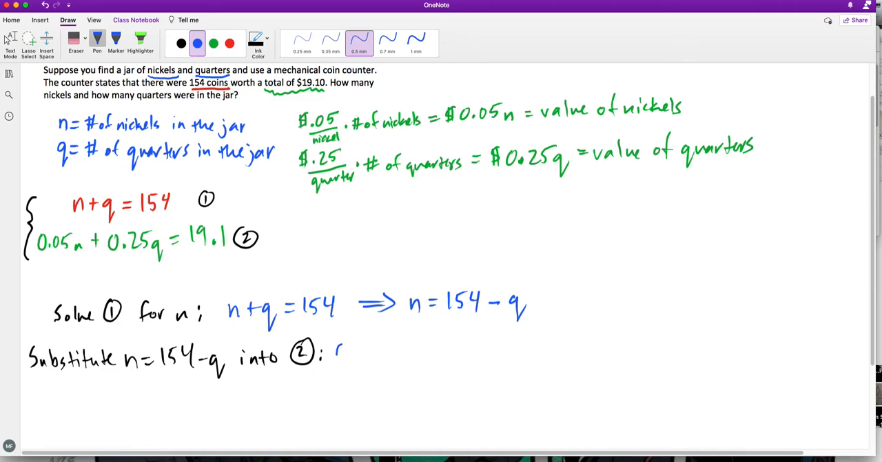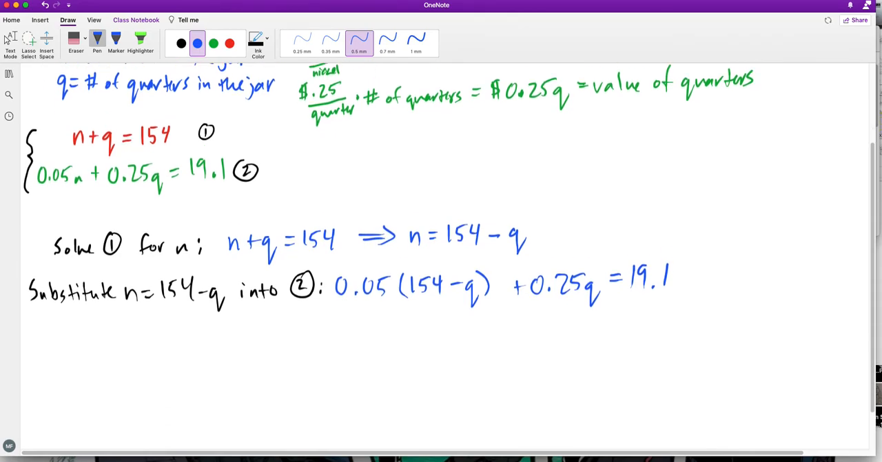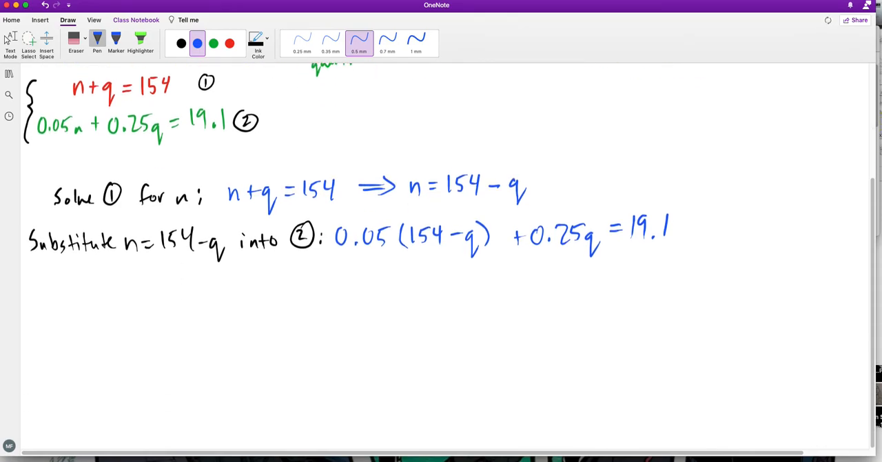So we have 0.05n, but instead of n, I have substituted 154 minus q. And then I have the rest of the equation, which is unaffected by the substitution. So let's go ahead and distribute the 0.05. Let's do some scratch work over here.